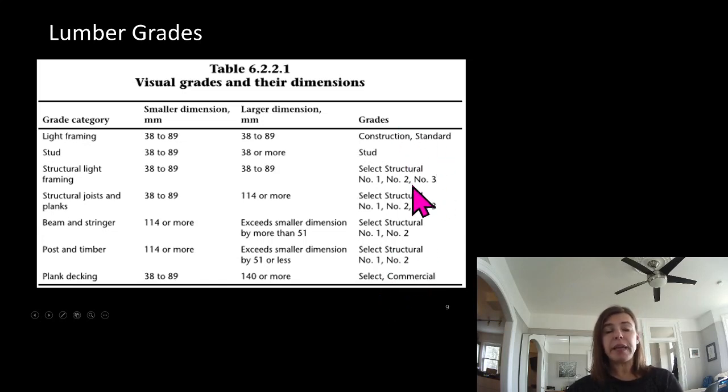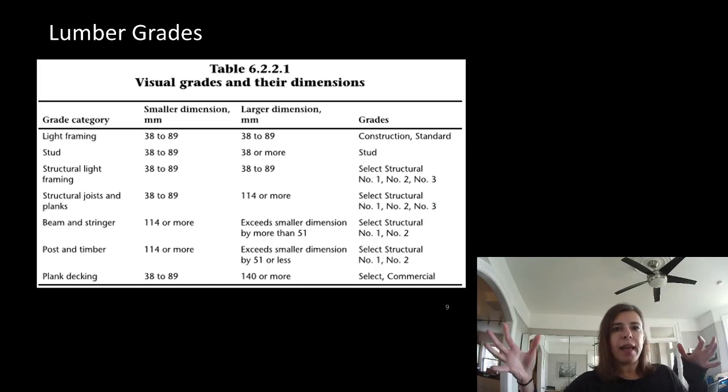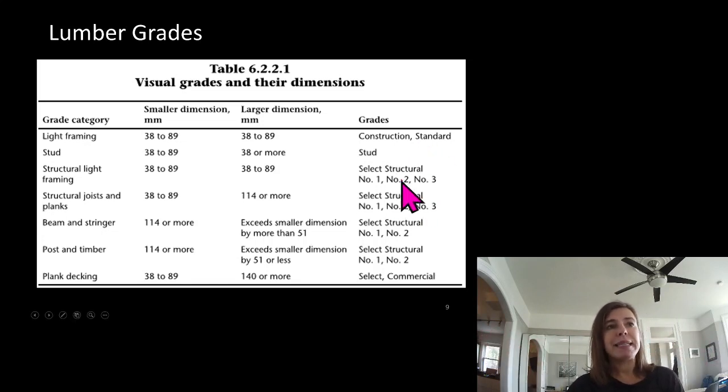So literally, wood goes down a chart, goes down a conveyor belt, and somebody stands there and looks at it and says, that looks good, it's select structural, that one's crap, it's stud, that one's okay, it's number 1 or it's number 2. So select structural is the one that looks the best. It has very few knots in it, it has very few checks, very few flaws.